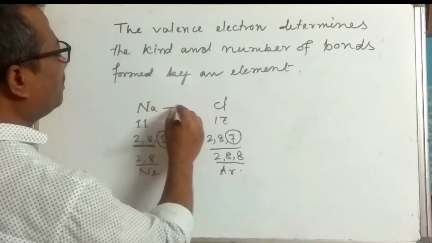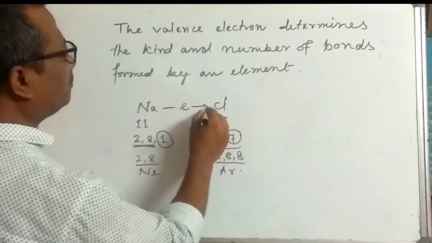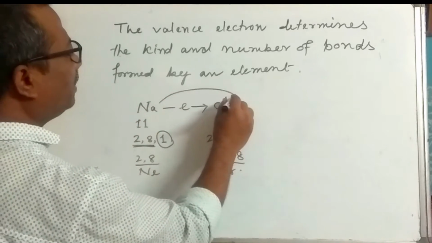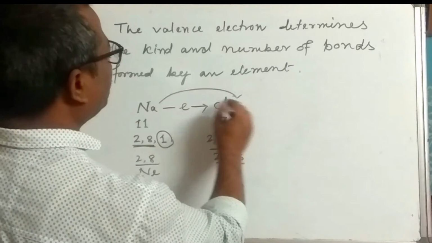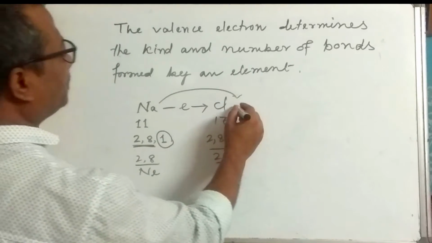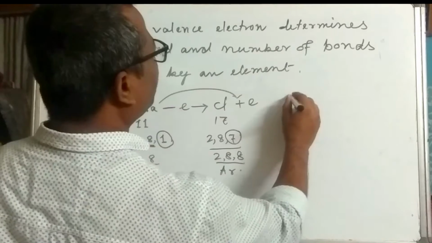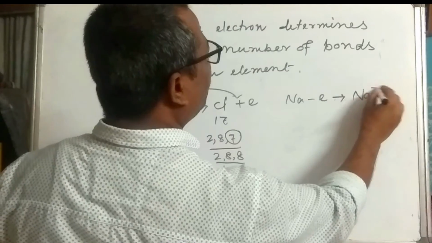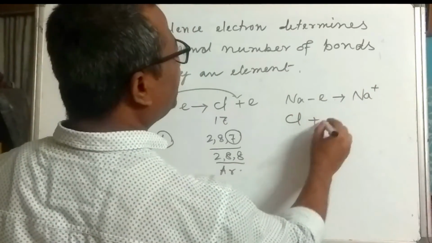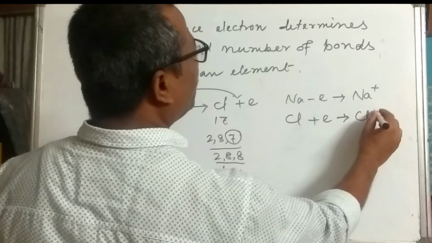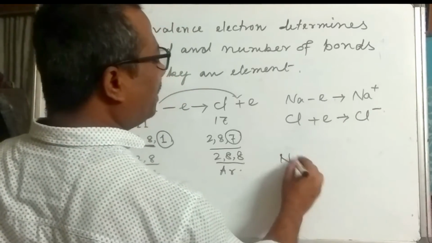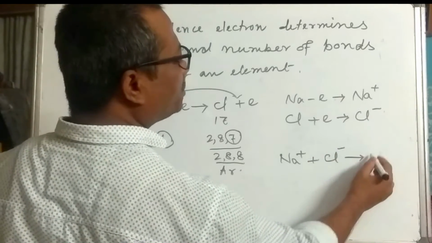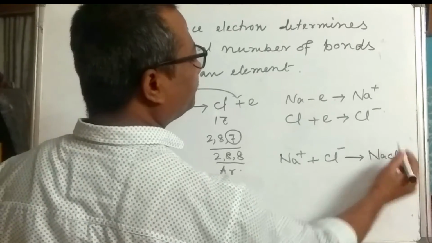Now sodium will lose 1 electron, and this electron chlorine will accept. Here this electron will come. Giving the electron, sodium will form a positive ion. Chlorine accepting an electron will form a negative ion. So sodium ion plus chlorine ion forms NaCl.